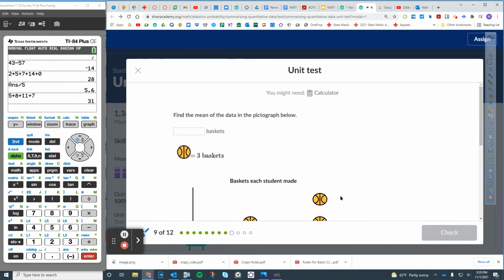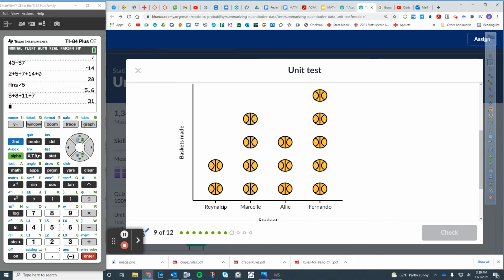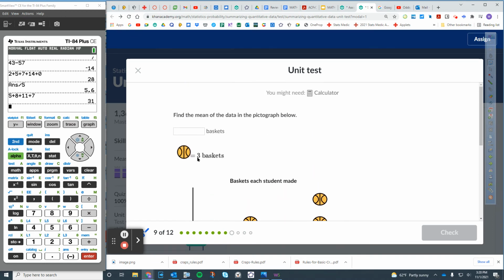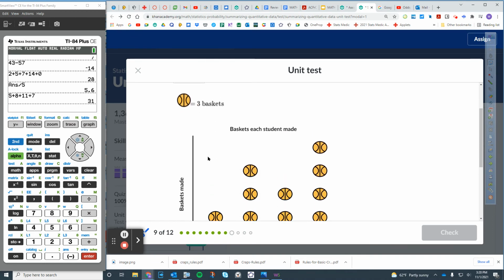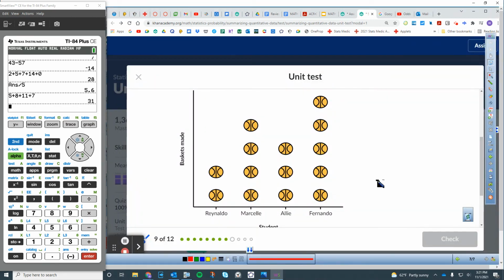Okay. So the mean of the data. Okay, look at this. You have four people with each basketball representing three baskets. So this is 3 and 3, 6 baskets. 1, 2, 3, 4. 4 times 3, this is 12 baskets. 1, 2, 3. 3 times 3, 9 baskets. 1, 2, 3, 4, 5. 5 times 3 is 15.